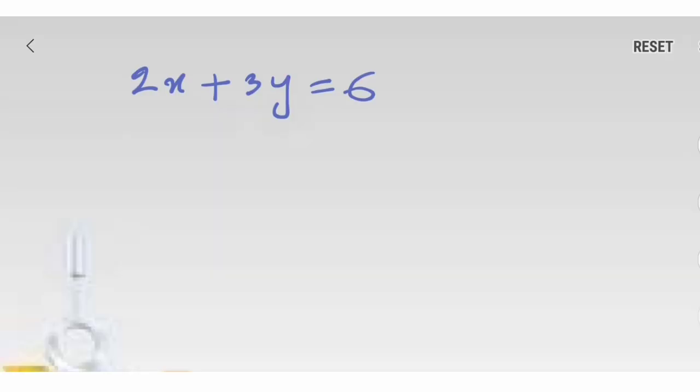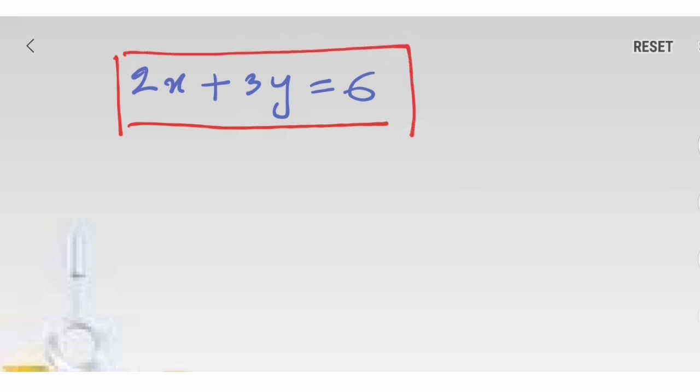Now here we have an equation, 2x plus 3y equal to 6. This is the equation given. Here we have two variables, x and y, isn't it? And what type of equation is this? The degree of the equation is 1, isn't it? The highest power of the variable is 1, so the degree of the equation is 1. So it is a linear equation.